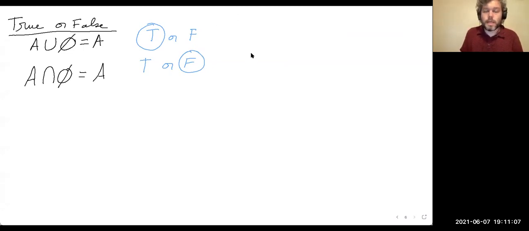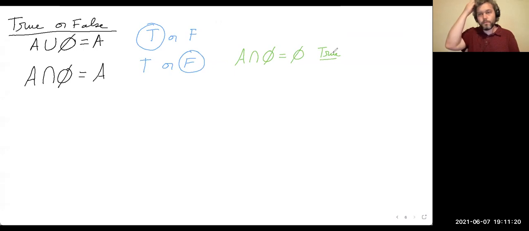So I'll write the true statement here. The true statement is that A intersect the empty set would equal the empty set. That is true. Okay. Awesome. Good job, everyone. I had another trick one here.